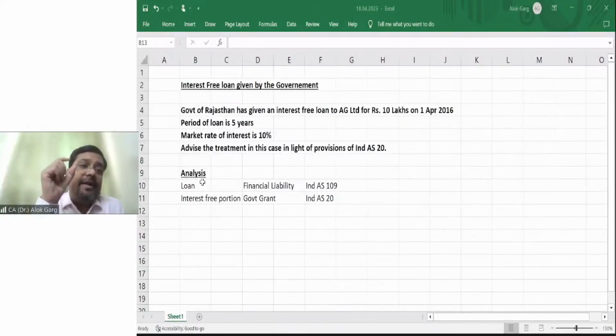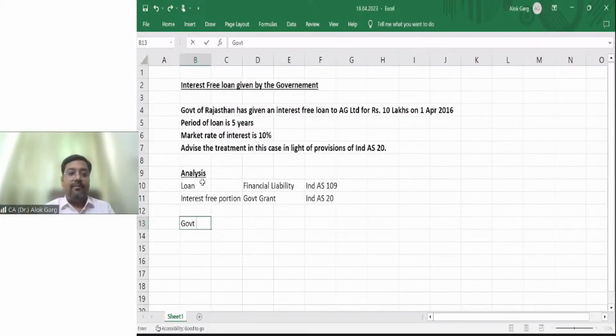Now, we understood that the loan is a financial liability. But what is a government grant, right? Because we got a loan and we will pass an accounting entry, bank account debit to loan account. But since it is an interest-free loan, and Ind AS 109 says that the loan has to be recorded at amortized cost or at fair value, right? First of all, let's understand how this government grant will be calculated. What is a government grant? So government grant is equal to proceeds from the loan minus present value of the outflow of the loan, or let's say fair value of the loan as per Ind AS 109.